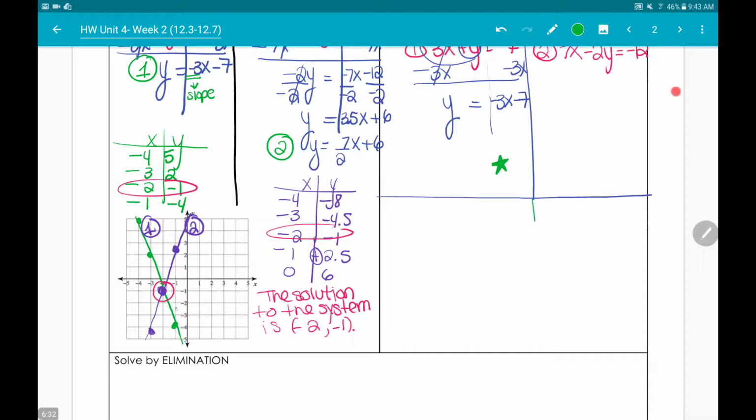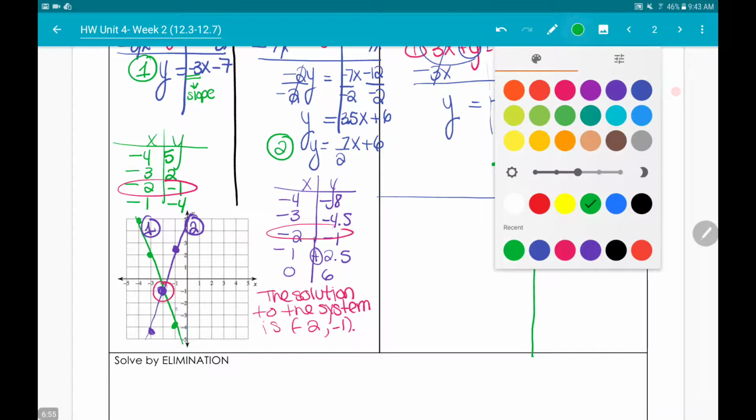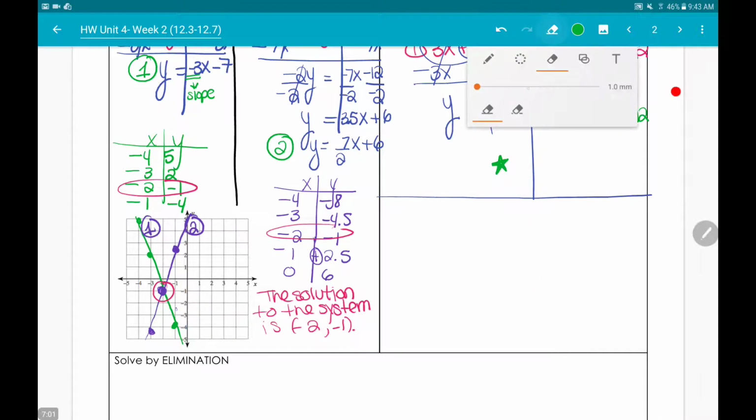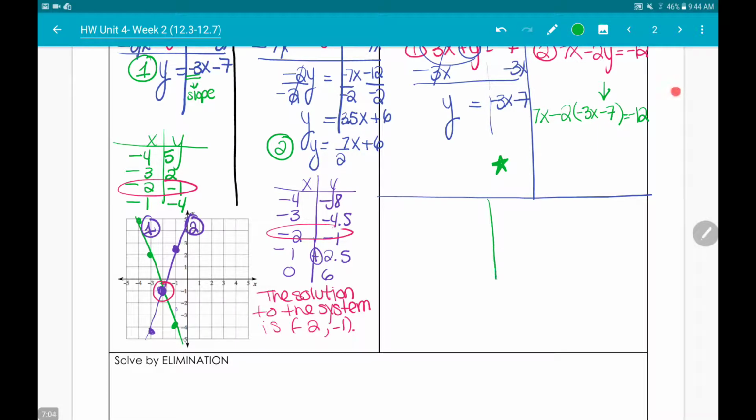Okay, so now I'm going to take that y and I'm going to substitute it in. So now I have 7x minus 2 times y equals -12. There's not a lot of room in here. Okay, so now let's go ahead and solve that. I'm going to try to make some more room down here. Let me erase that. All right, so 7x minus 2 parentheses -3x minus 7 equals -12.